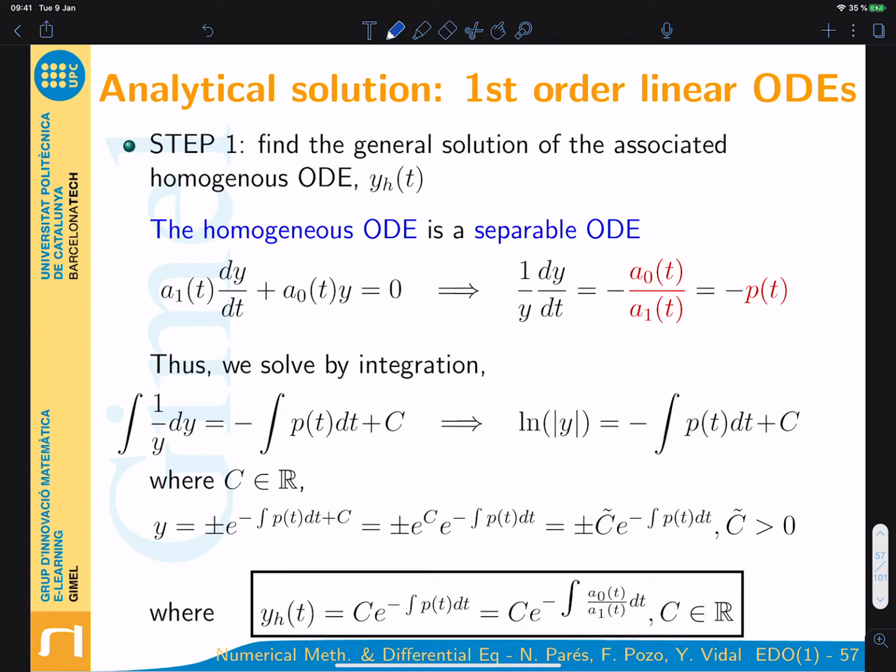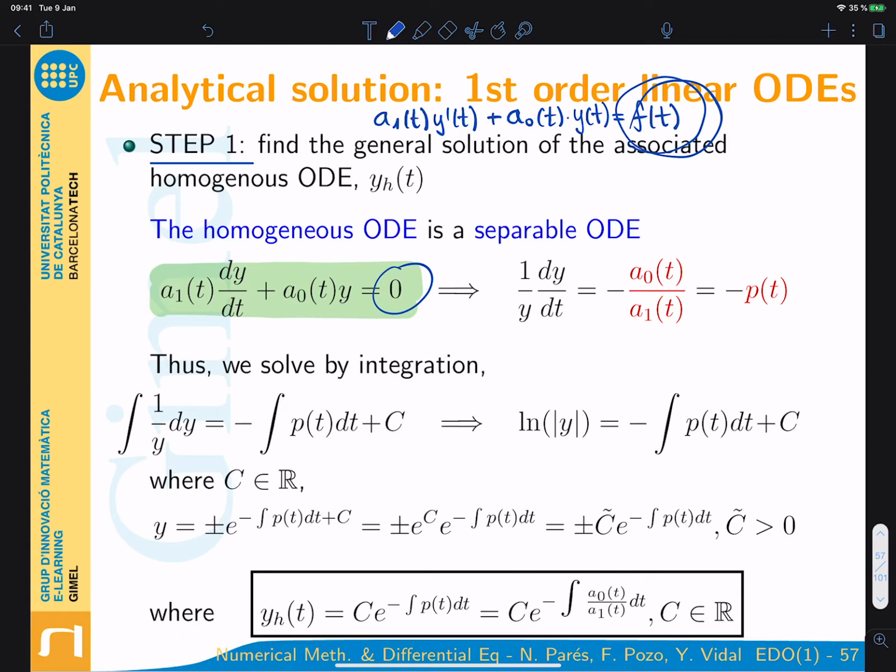So let's start with the general equation. Let me write it here. We are trying to solve a1 of t that multiplies y prime of t plus another coefficient, a0, that only depends on t, times y of t equals some function f of t. But in order to solve this first order linear ODE, the first step is to find the general solution of the associated homogeneous ODE. So that means my first goal is to solve this ODE and find its general solution. So I'm changing here f of t to 0. This is the so-called associated homogeneous differential equation.